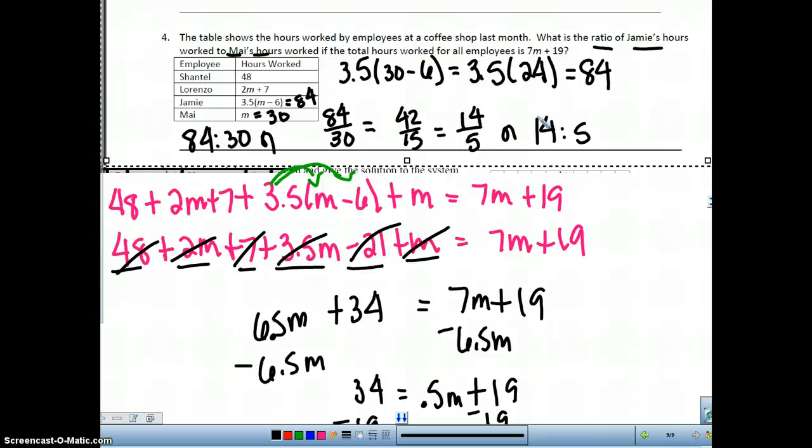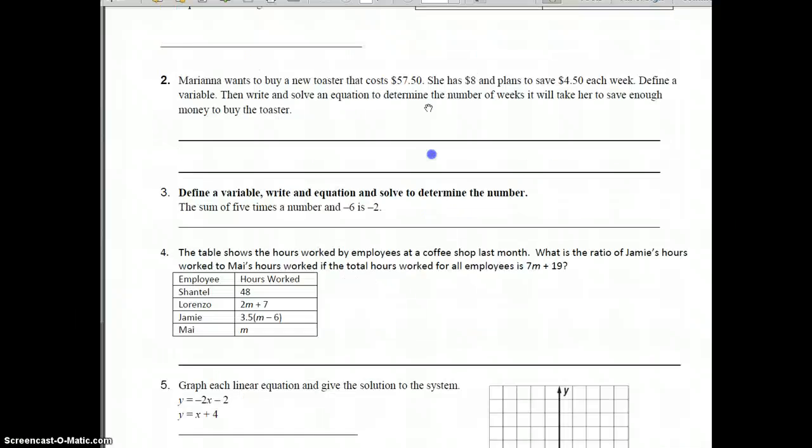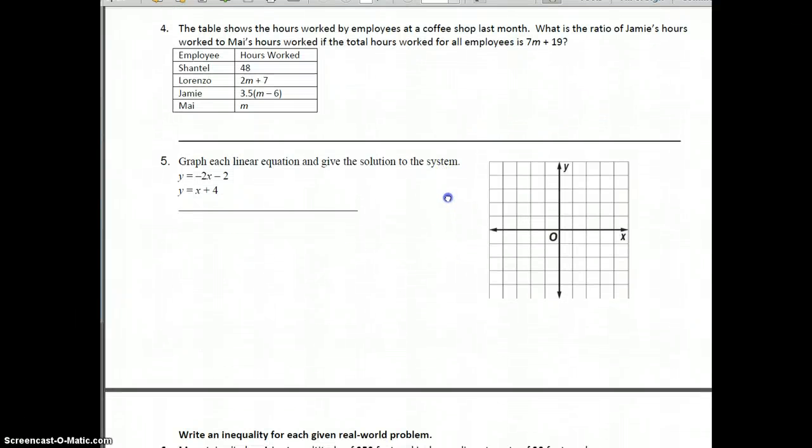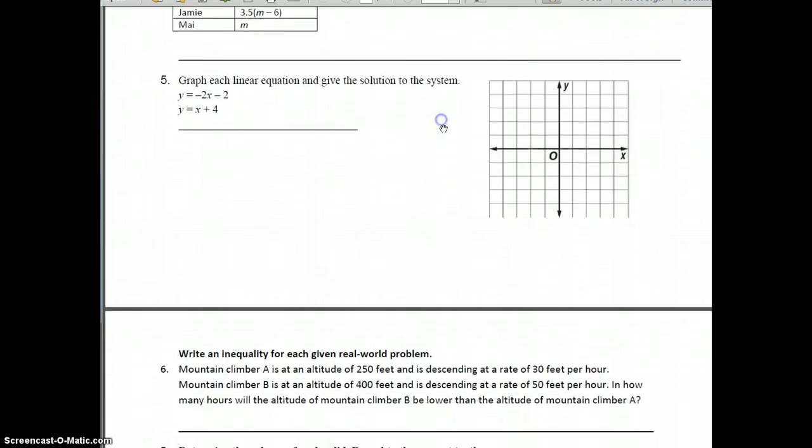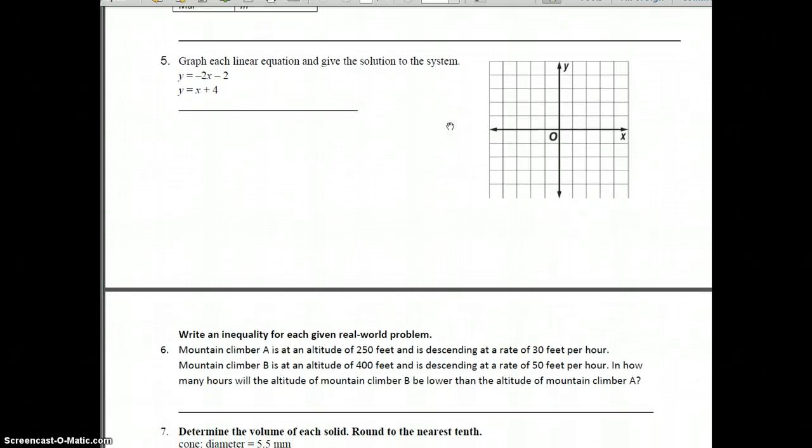All right, next problem. Let's see, number 5. Everybody good with this one? All right. Number 5, it says to graph each linear equation and give the solution to the system. All right, so we need to point some things out here. Taking a look at this equation and this equation. Both equations are in what form? Yes, slope-intercept, because we can easily see the slope and we can easily see the intercept.